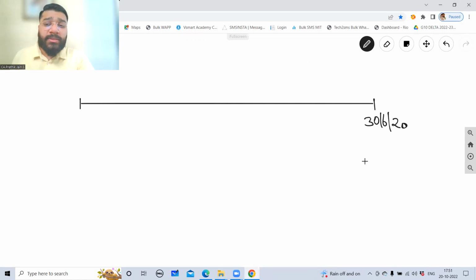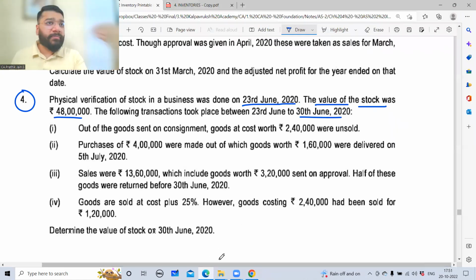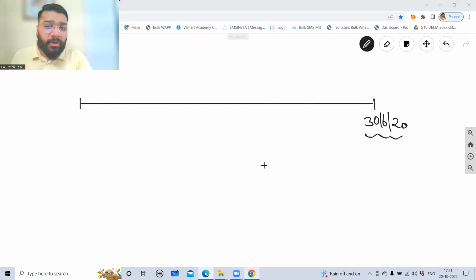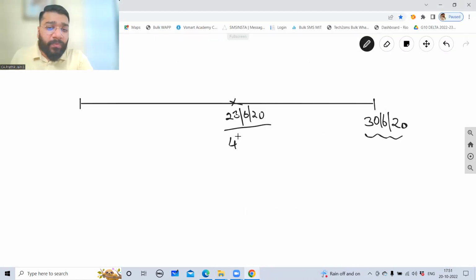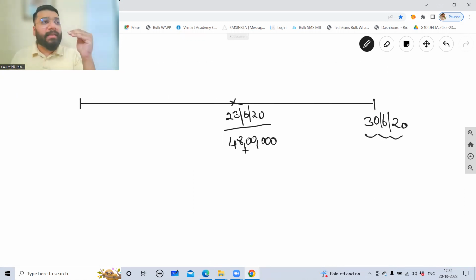Due to some reason, the stock verification could not happen on 30 June. It happened earlier than this, that is 23rd of June. On 23rd of June 2020, the physical verification of the stock has taken place. So as on that date, the value of the closing stock is rupees 48 lakh. Now, with this 48 lakh, you need to add certain things and subtract certain things in such a way that you will land up at the inventory value as on 30th of June.